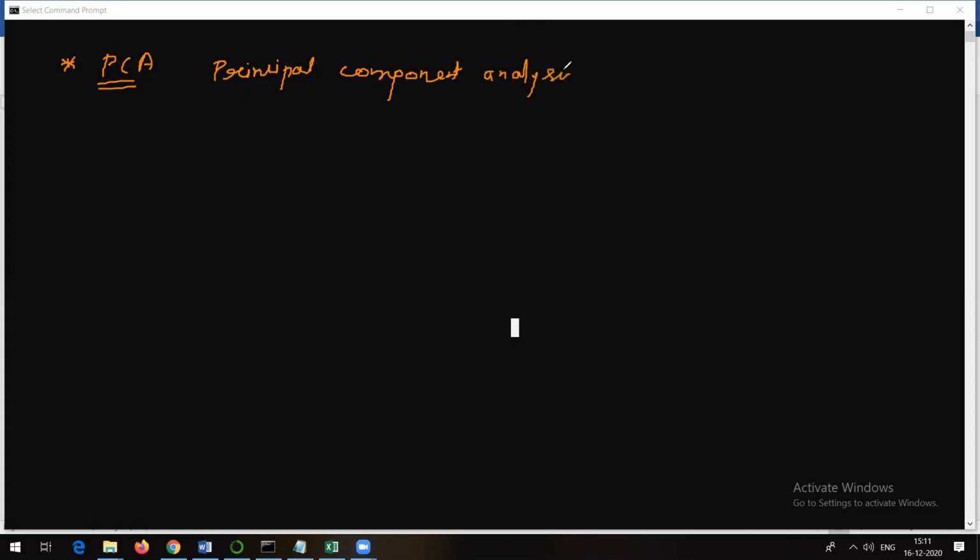Again, the implementation of this is also ready. Okay, and let me tell you, PCA is used for what? PCA generally is not going to give you.